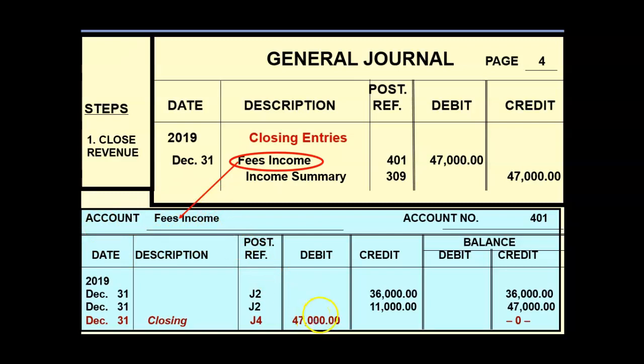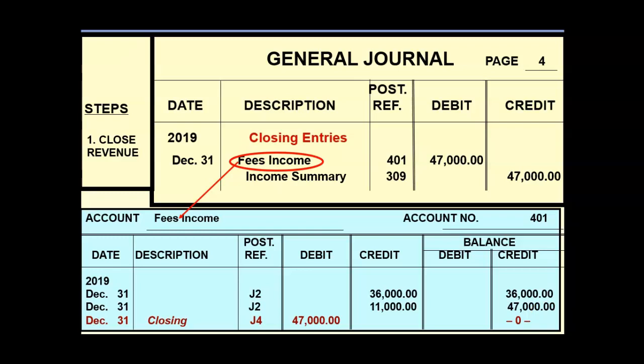Step 4 is once you post each transaction, determine the account's ending balance. The balance was 47,000 on the credit side before the closing entry. We just debit the account for 47,000. The account now has a zero balance. And that is what you want. Any account that is closed should have a zero balance and is now ready for the upcoming accounting period.